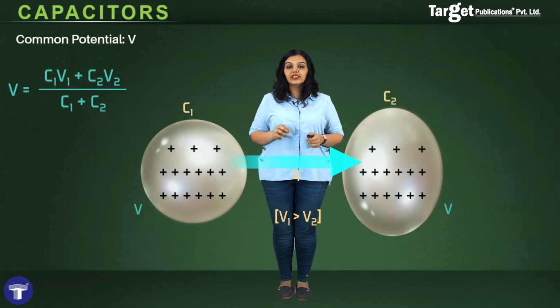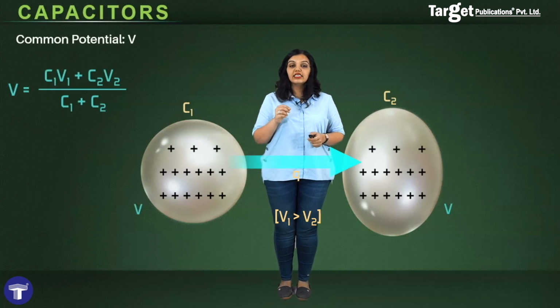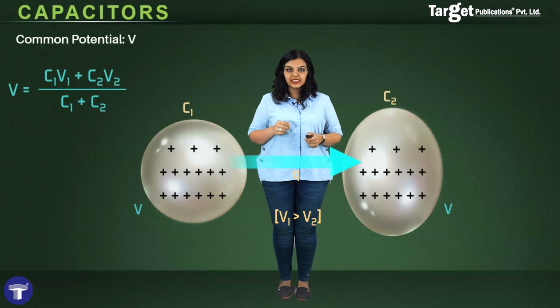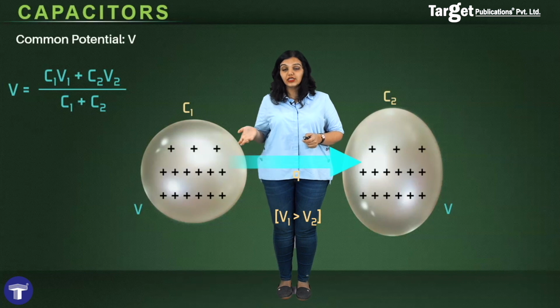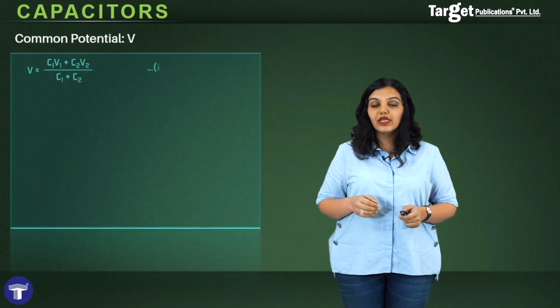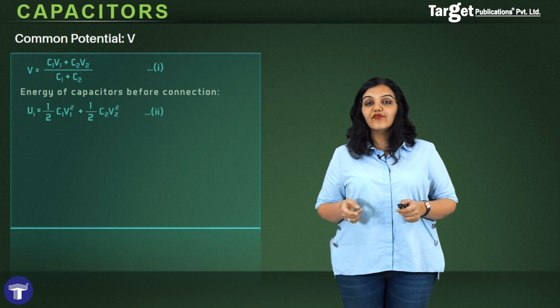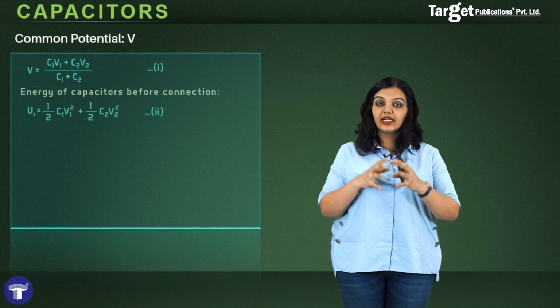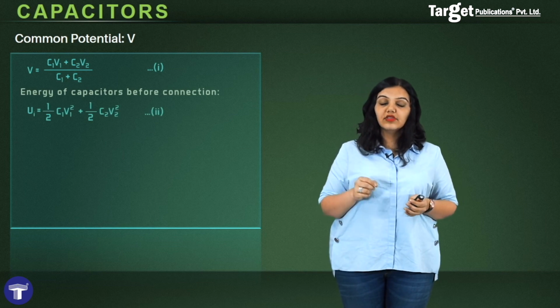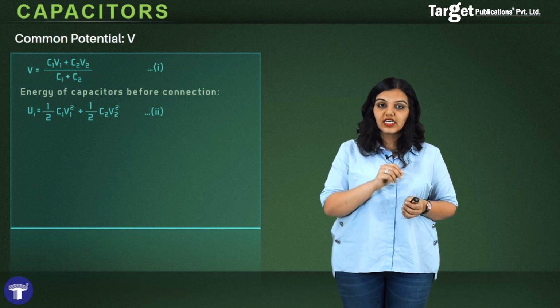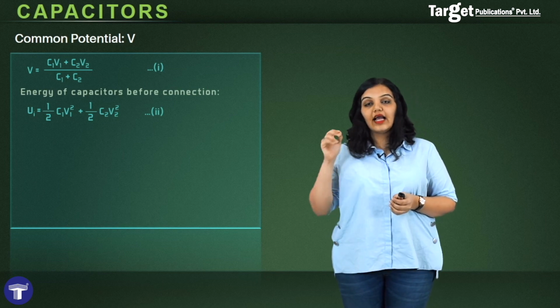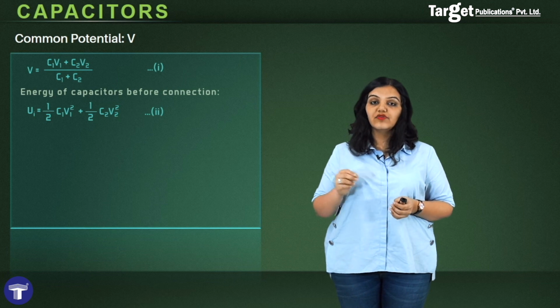So this common potential V, which will be the final potential of both the conductors, is given by (C1V1 + C2V2) upon (C1 + C2). And now I will look at the energy difference in the initial and final state of the conductors. We know that the potential energy formula is half CV square, and therefore in the initial state, that is when they are at different potentials, I can write down the potential energy of the first conductor as half C1V1 square and that of the second conductor as half C2V2 square.